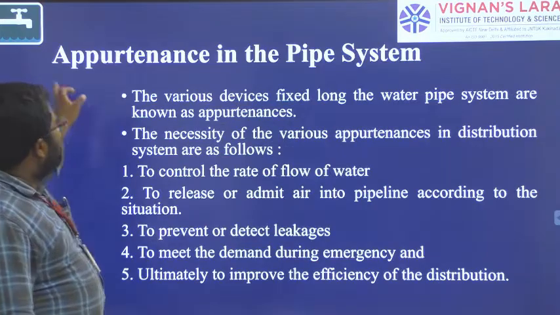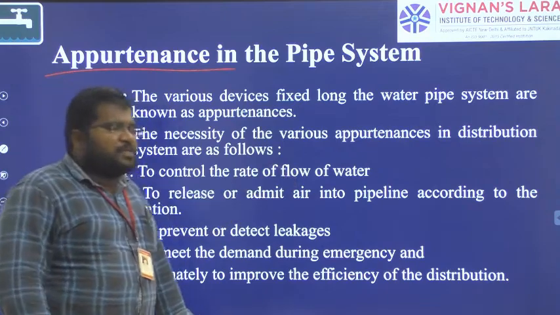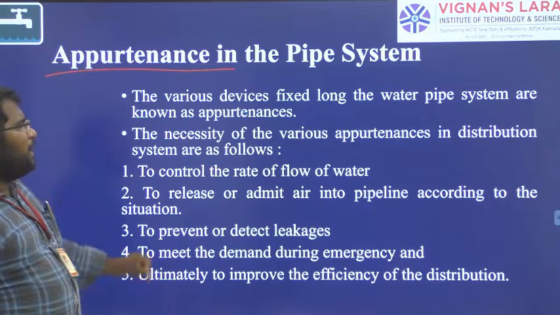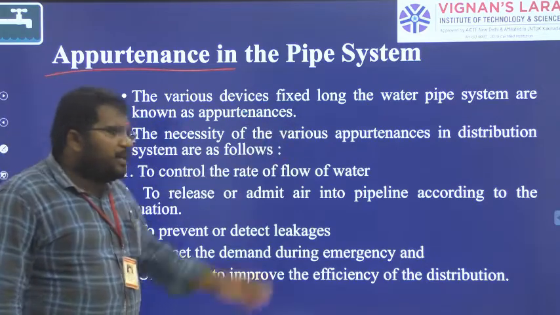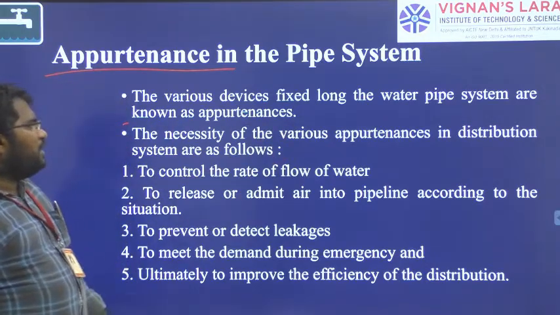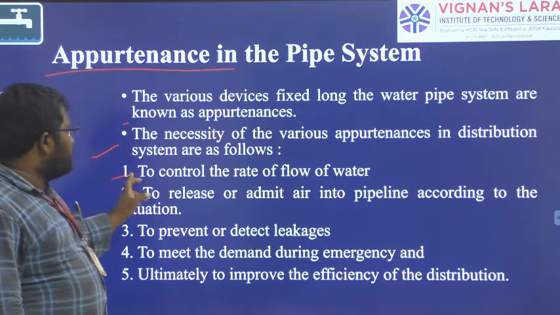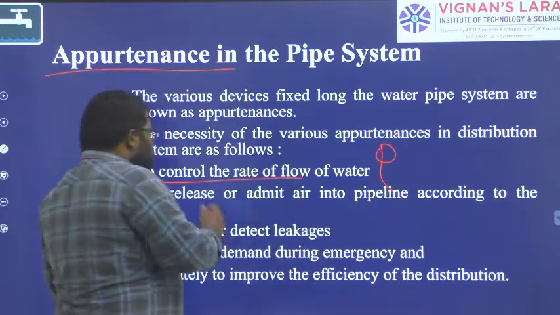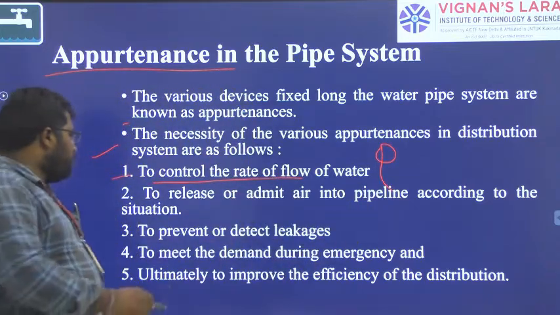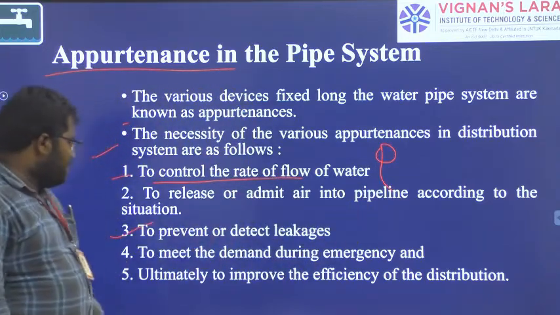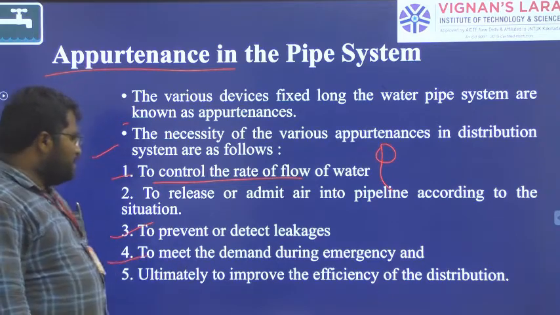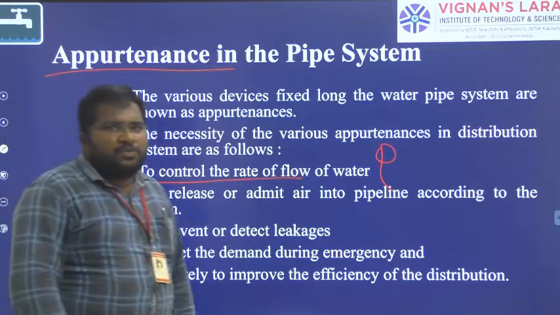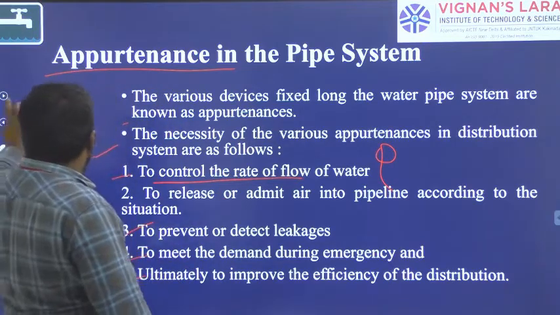Next, appurtenances used in the pipe system. What are the extra fittings you are going to provide? The various devices fixed along the pipeline system are known as appurtenances. The necessity of the various appurtenances in the distribution system is as follows. The first one is to control the rate of flow, to control the discharge. Next, to release or admit air into the pipeline, to prevent or detect leakages, to meet the demand during an emergency, and ultimately to improve the efficiency of the distribution. For all these purposes we have the appurtenances.